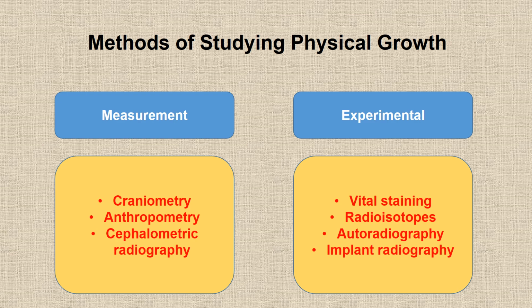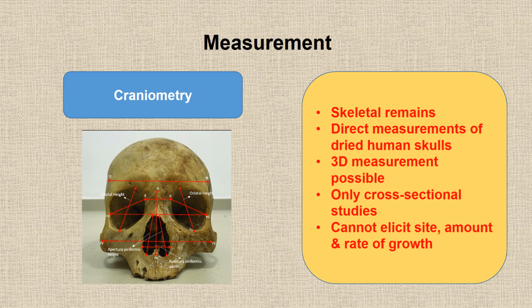Now, what are the methods available for studying physical growth? There are two big groups. One can be measurement or it can be experimental. Now, for measurement, we have the technique called craniometry. Craniometry is done on skeletal remains, so measurements are done directly on dried human skulls. 3D measurements are also possible, but because the subject is already dead, only cross-sectional studies are possible. It cannot elicit the size, amount, and rate of growth.